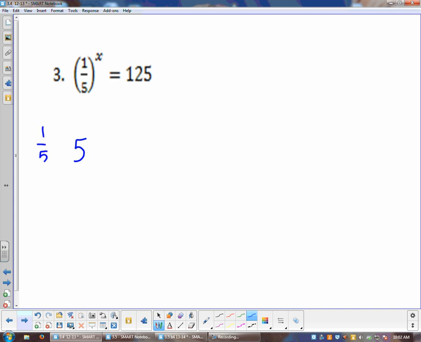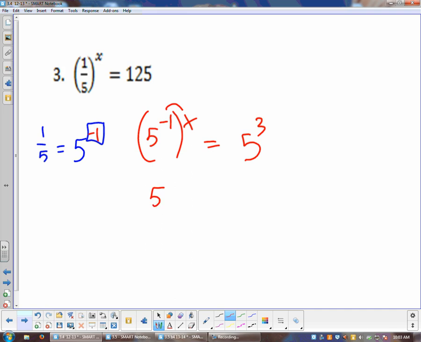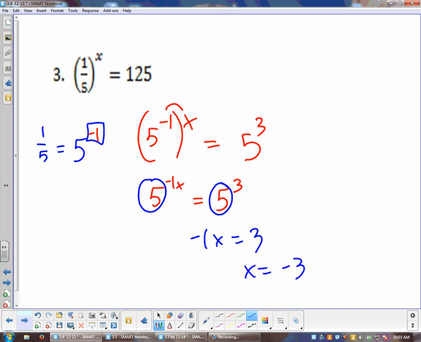One-fifth is the same as 5 raised to the -1 power. So I've got 5 to the -1 equaling, and 125 would be 5 to the third. Oops, I forgot something. So this is 5 to the -1 has to be raised to the x, right? Equals 5 to the third. So if I'm raising a power to a power, I need to multiply, so I'd get -1x as the exponent here, 3 here. Our bases are the same, so that means that -1x must be equal to 3, and so we get x equals -3. Are we okay with this?